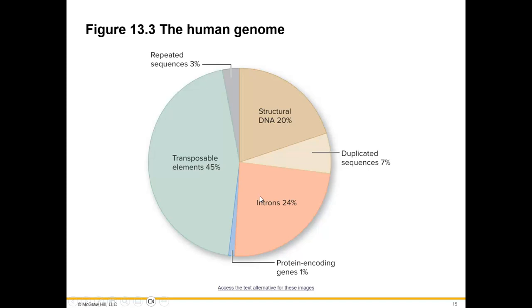So here you can see we've got only 3% of our DNA made up of repeated sequences. 1% is coding for all of the proteins that we need to make. 7% is made up of those duplicated sequences that are not SSRs. Then we have 20% as structural DNA. 24% are introns, which are the non-coding portions actually inside the gene that will be spliced out. And then 45% of all of our DNA content is those transposable elements.